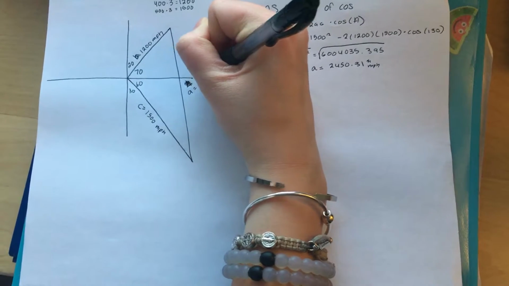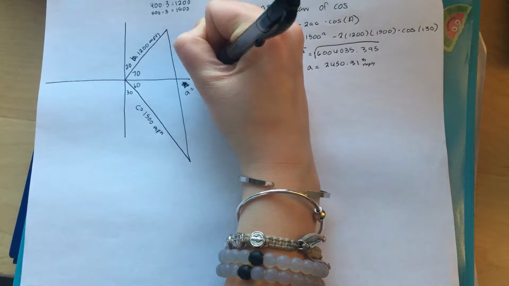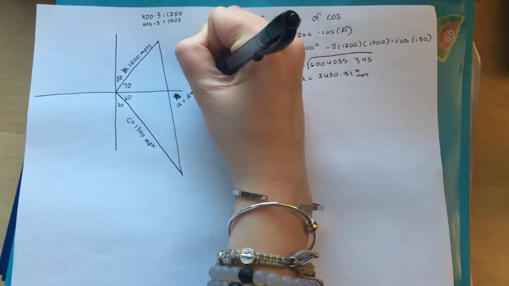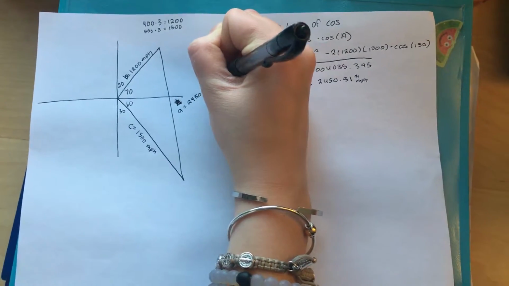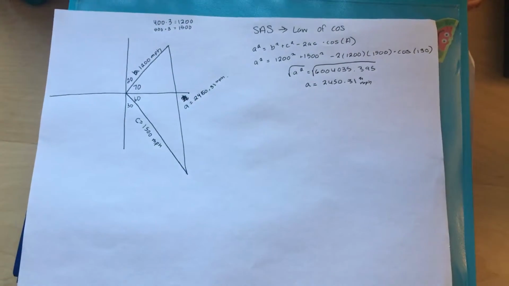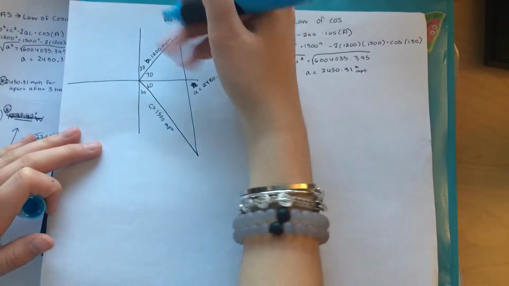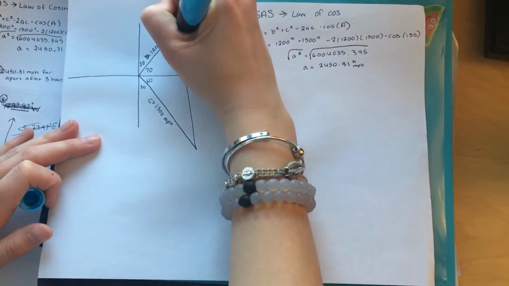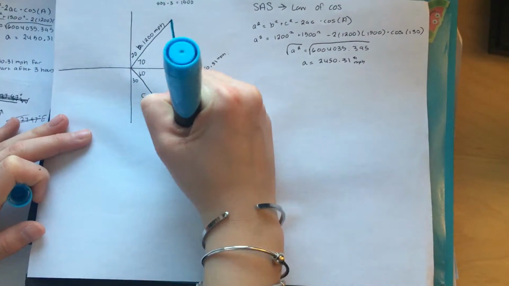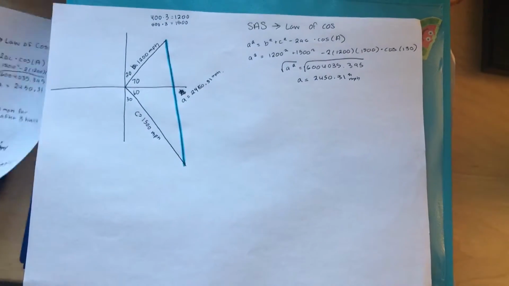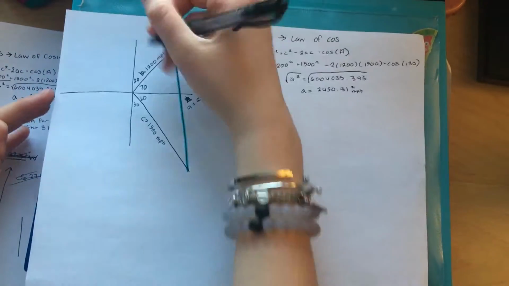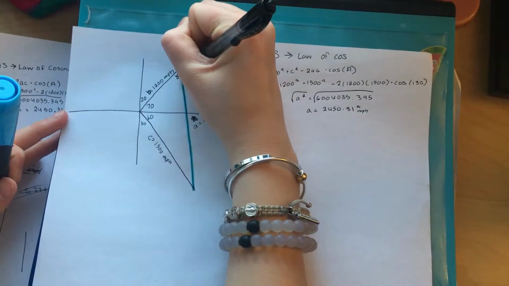Here you can see that I have adjusted the variables so they are now correct, and I label A as 2,450.31 miles. This blue line is the bearing that we are trying to find for our solution. Since we're looking for the bearing of this line, we label that top corner of the triangle theta.